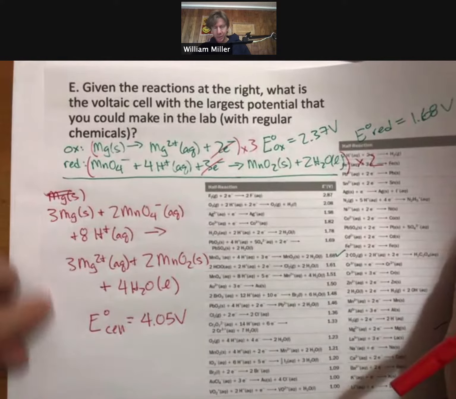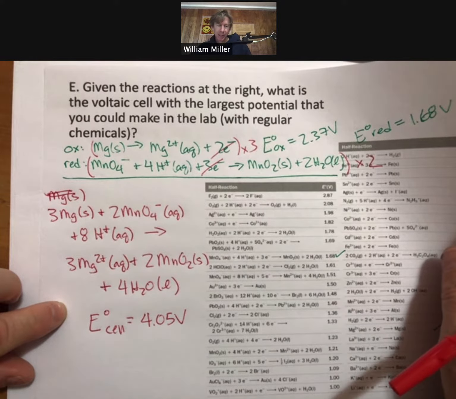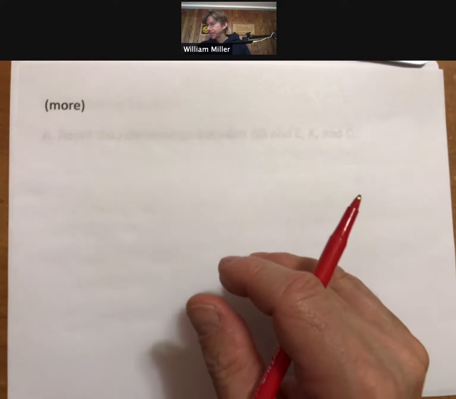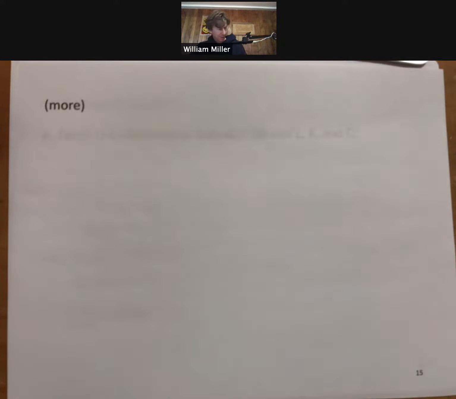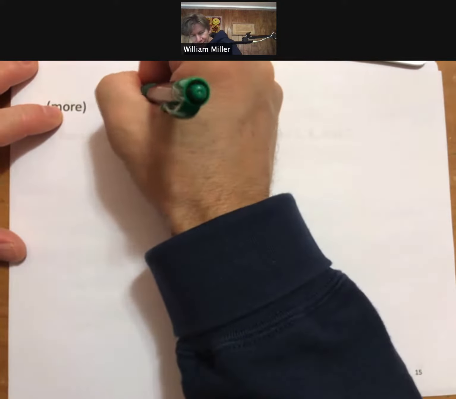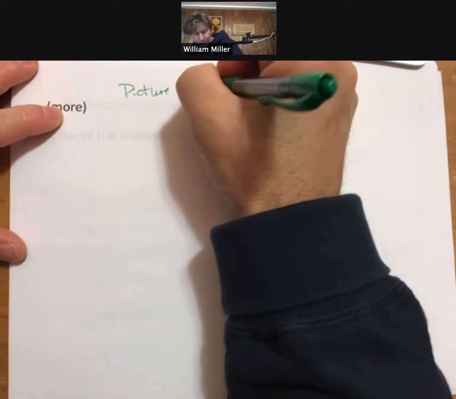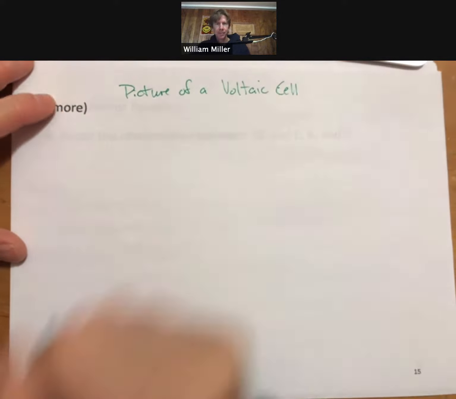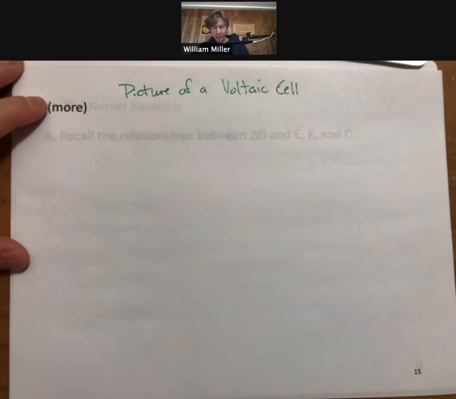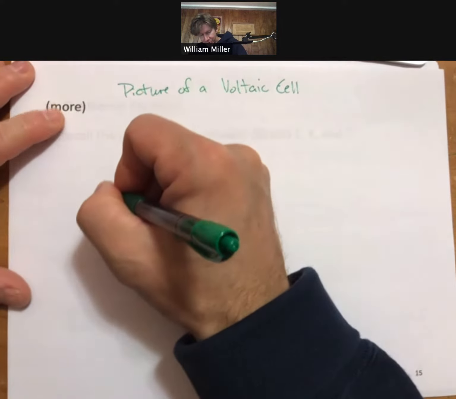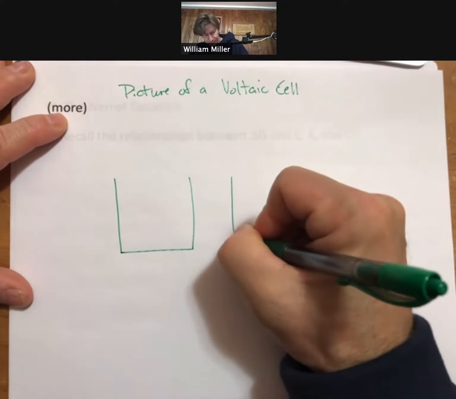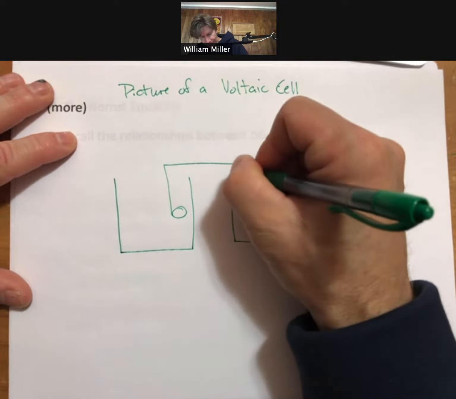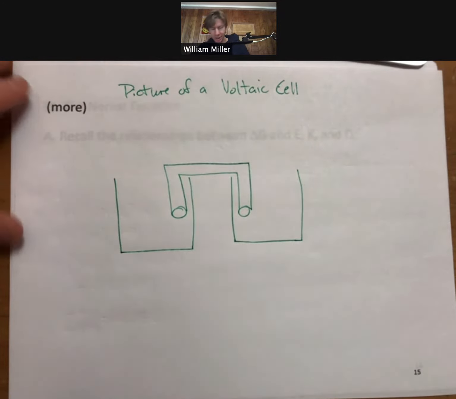Now, next we're going to draw a picture of this. So a picture of a voltaic cell. And voltaic cells always look like this. They will have 2 beakers. They will have a salt bridge.